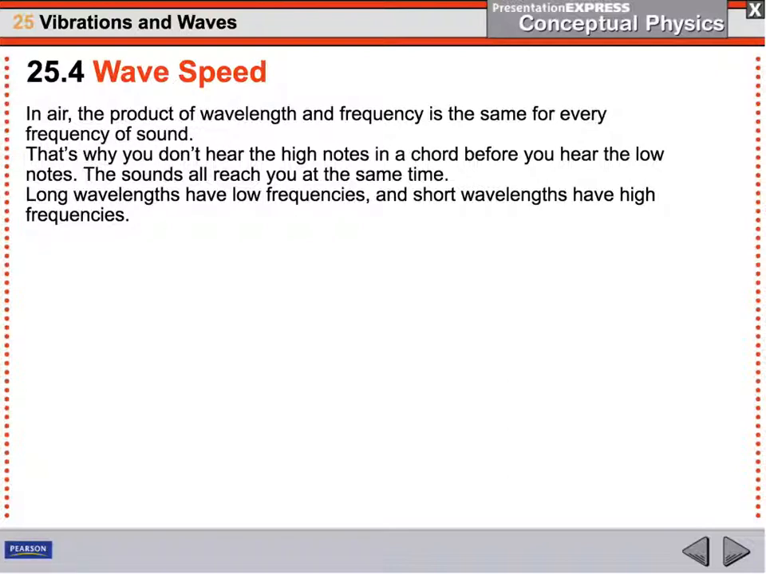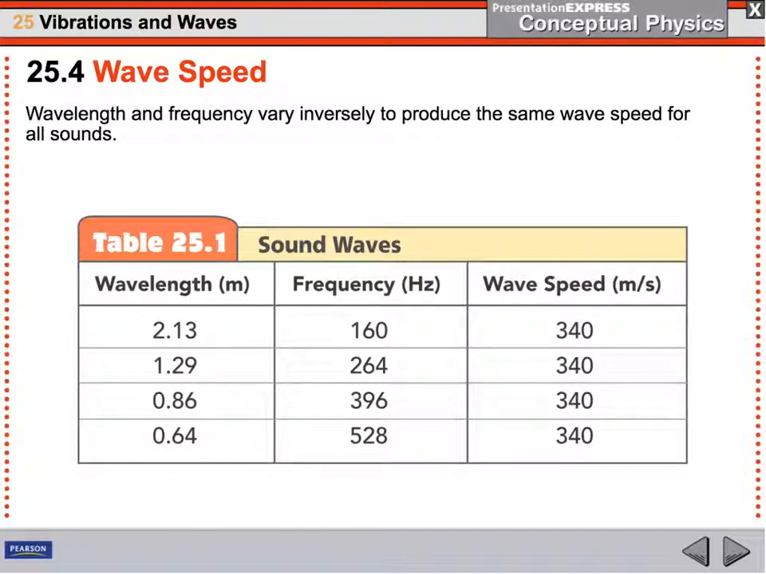In air, the product of wavelength and frequency is the same for every frequency of sound. That's why you don't hear the high notes in a chord before you hear the low notes. The sounds all reach you at the same time. Long wavelengths have low frequencies, and short wavelengths have high frequencies. Wavelengths and frequencies vary inversely to produce the same wave speed for all sounds. Looking at this, the wave speed they're using is 340 meters per second. That's an average. It can change, and we'll talk more about that when we get to sound. But if you multiply these two numbers together, this is what you get. So all those that are multiplied together give you 340.